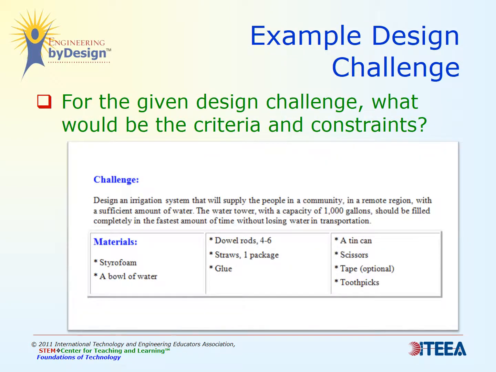Now here's an example design challenge. For the given design challenge, what would be the criteria and constraints? Challenge: you're going to design an irrigation system that will supply the people in a community in a remote region with a sufficient amount of water. The water tower, with a capacity of 1,000 gallons, should be filled completely in the fastest amount of time without losing water in transportation.